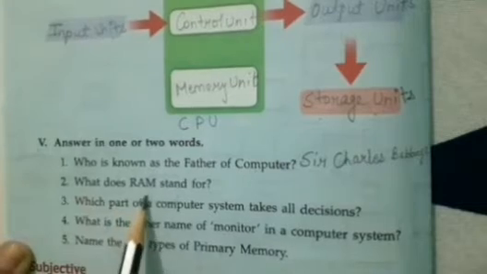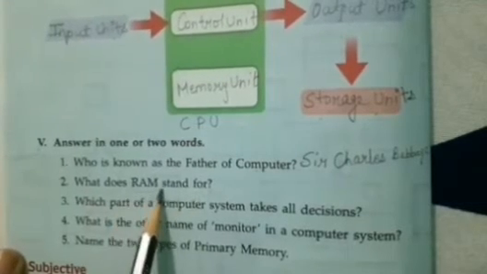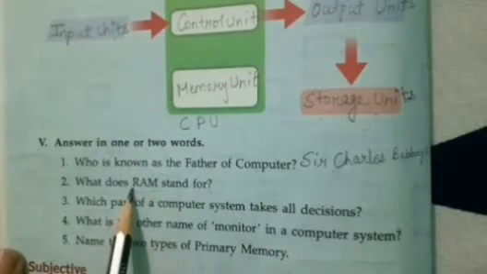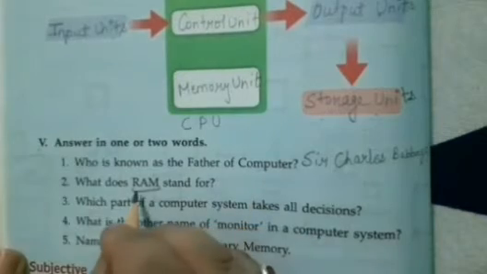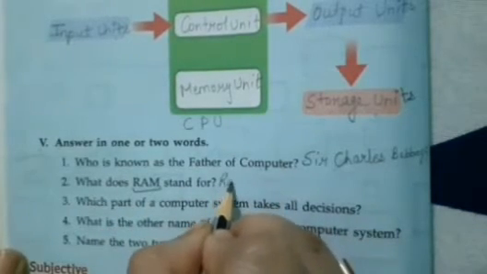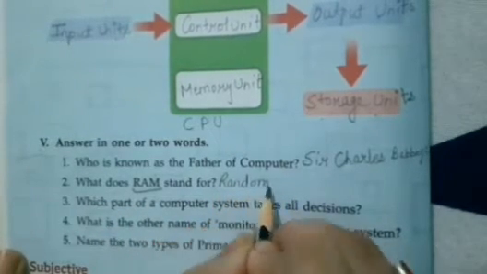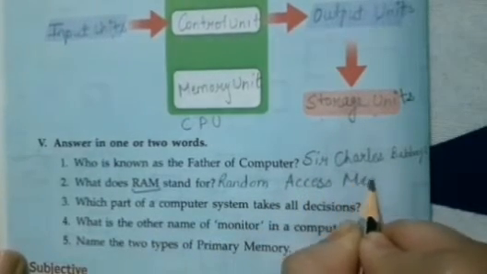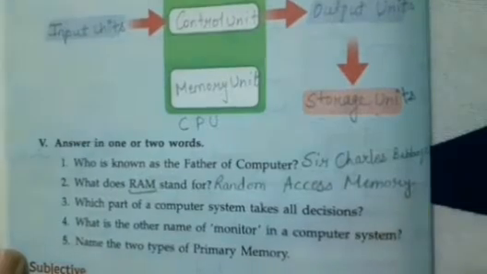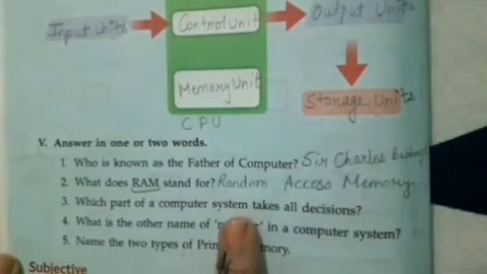Now come to the next question. What does RAM stand for? Now children, what is a RAM? Yes, it is a random access memory. It is a kind of a primary memory. So the full form of RAM is random access memory. So write down random access memory. Check the spellings also. Okay children.